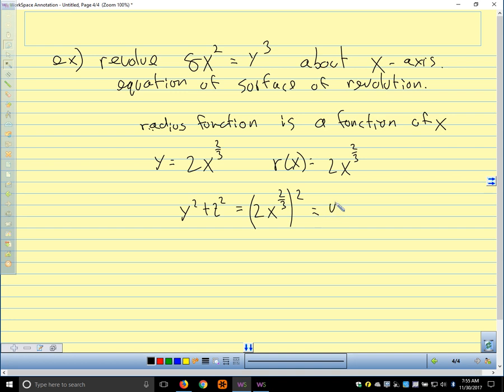What would be 4x to the 4/3? What does 2x to the 2/3 look like? Quite simple. What is it, Connor? It's sort of parabolic, right?